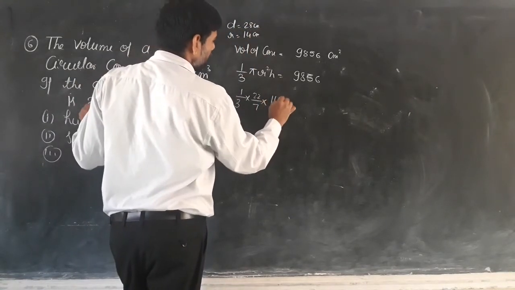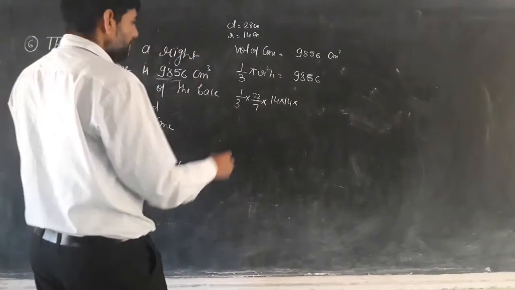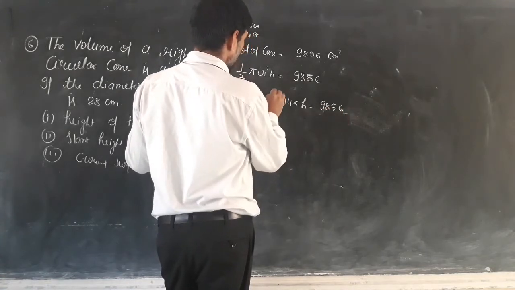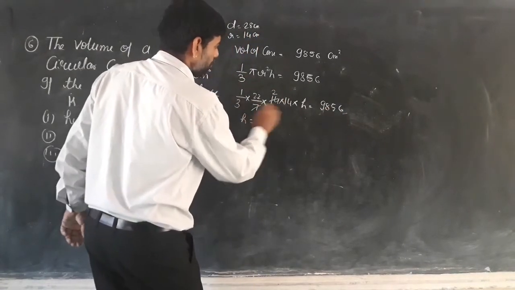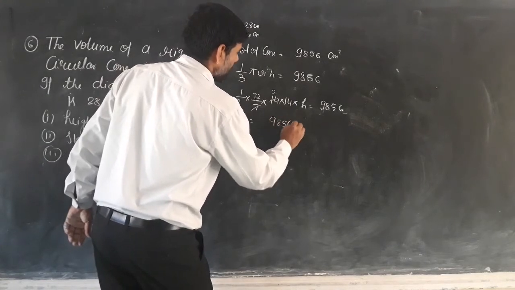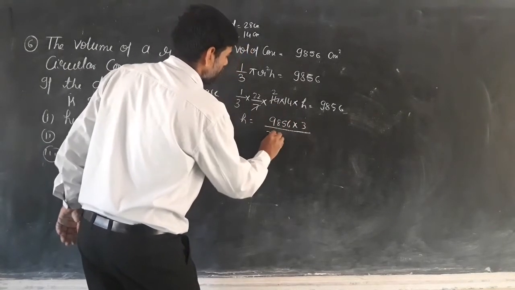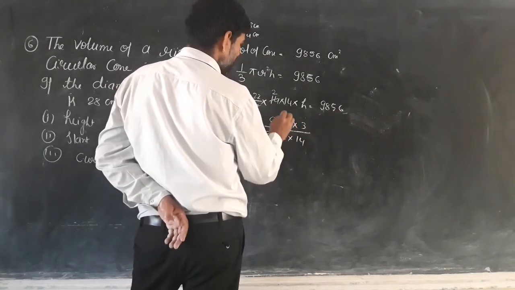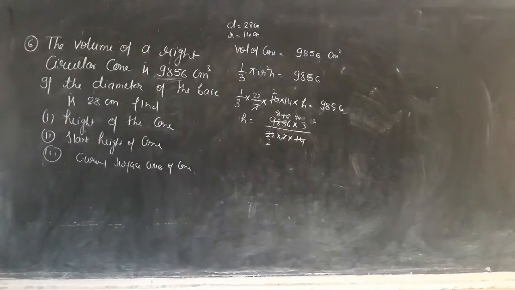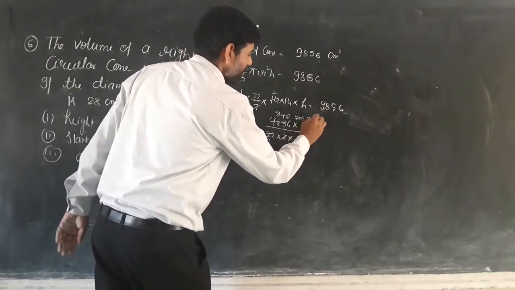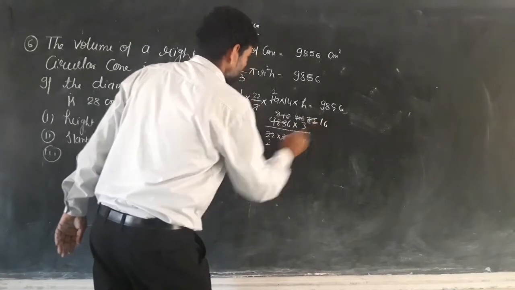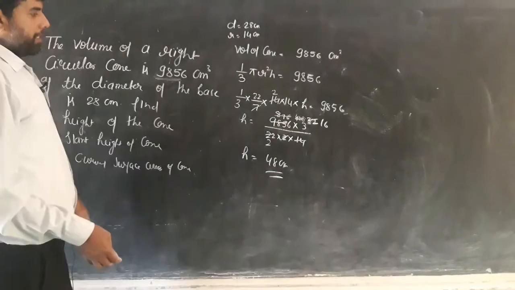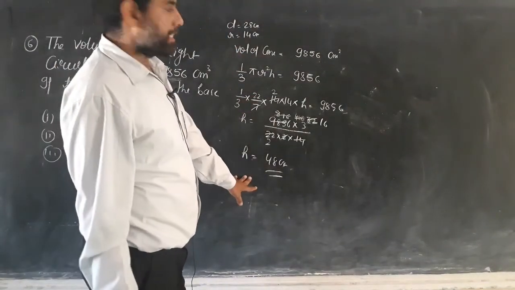That is 14 into 14, and height we will find. 7 2s are 14. Height is equal to cross multiplication 9856 into 3 upon 22 into 2 into 14. 11 2s are 22. 14 3s are 42. Then 2s are 2 16. So h is equal to 48 centimeter. Now see, height is equal to 48 centimeter.